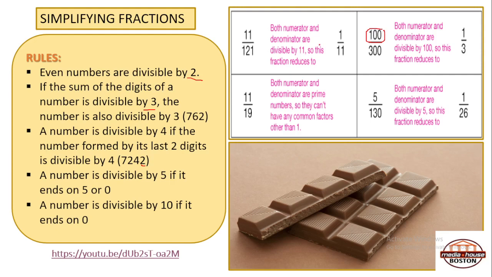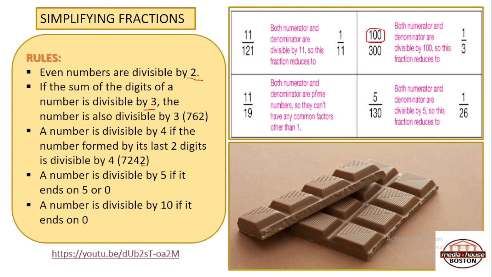Same as the previous example, 100 out of 300. So 100 can actually be a factor, meaning that if I say 300 divided by 100, I'll just get a whole number instead of decimals. So 100 can be used to simplify this fraction by saying 100 divided by 100 gives us 1, and 300 divided by 100 gives us 3. So this is equivalent to 1 over 3.